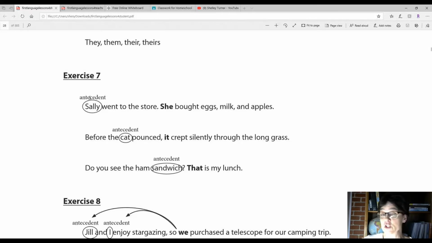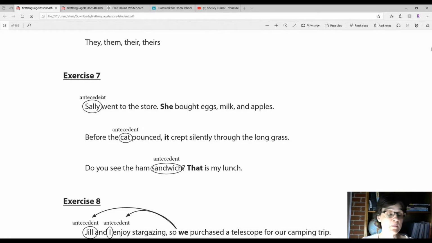Antediluvian, that's the world before the flood. You've heard the word ante or anta. It means before. Cedent is a Latin word that means to go. So antecedent means to go before.